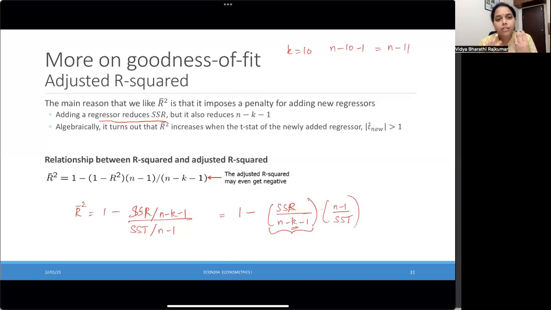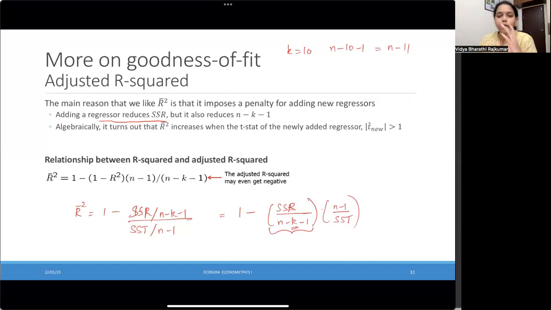So if somebody is bent on convincing the reader that a model has high R square, they may have an incentive to just keep increasing regressors left, right, and center. And we don't want that, right? So adjusted R square actually penalizes you for adding new regressors. How does this penalty work out?